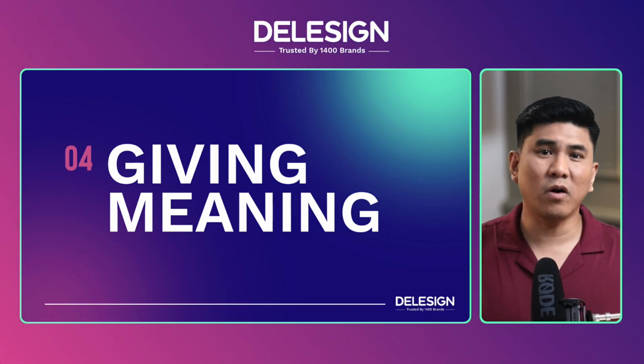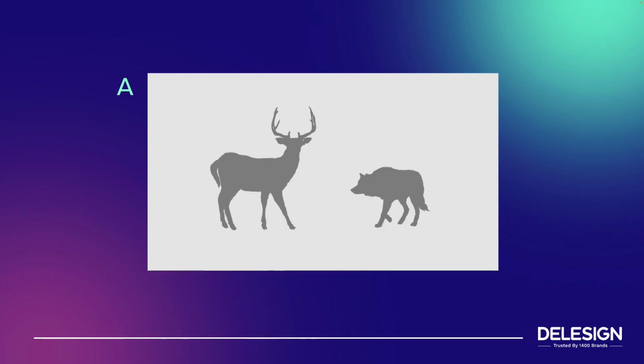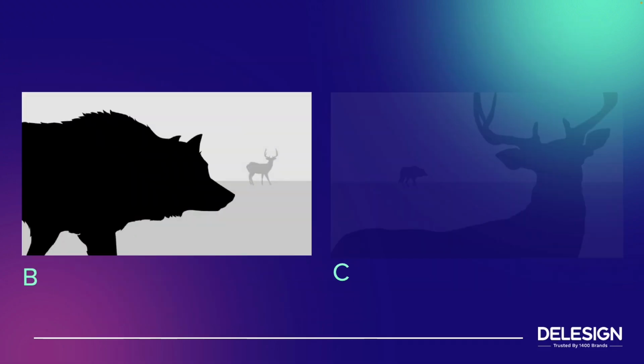Now, let's delve into the concept of giving meaning in your designs. It's all about how the elements you choose can tell a story or convey a specific message. Here we see a deer and a wolf of equal size. This composition suggests a sense of balance and equality between the two subjects. There's no immediate hierarchy and both elements share the viewer's attention equally.